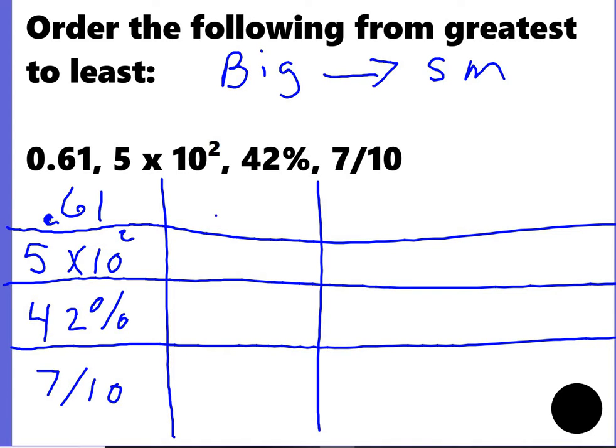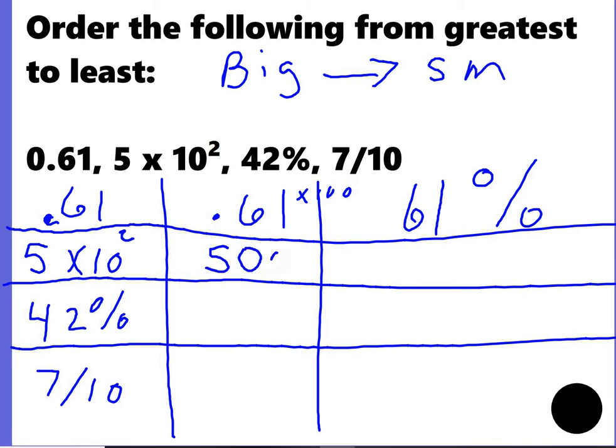First of all, 0.61 is already a decimal. To make it a percent, you have to multiply by 100, which gives you 61%. 5 times 10 to the second power gives you 500. Make sure you're putting that in your calculator correctly. I'd hate for you to put it in your calculator wrong, and that's why you get it wrong. When you take that 500 times 100, you're going to get 50,000.